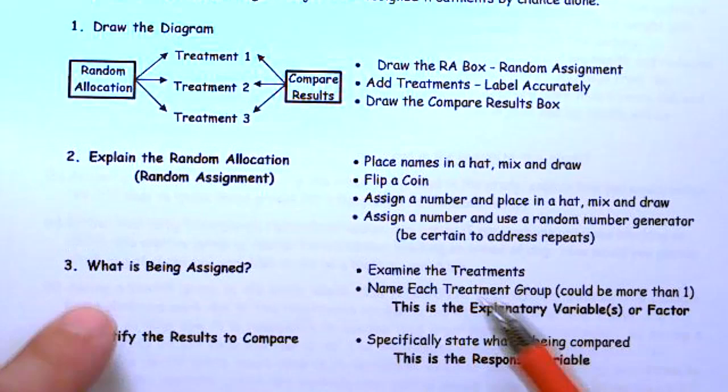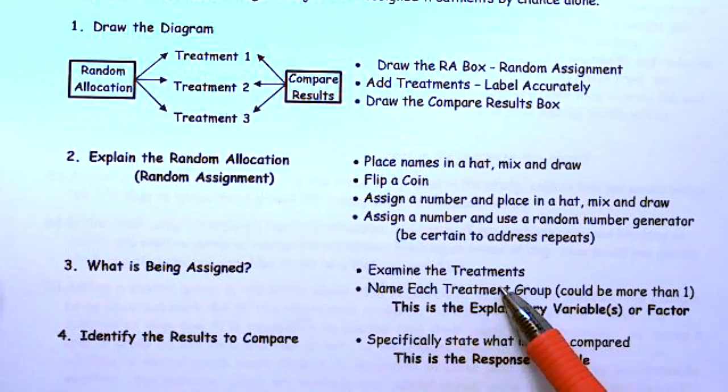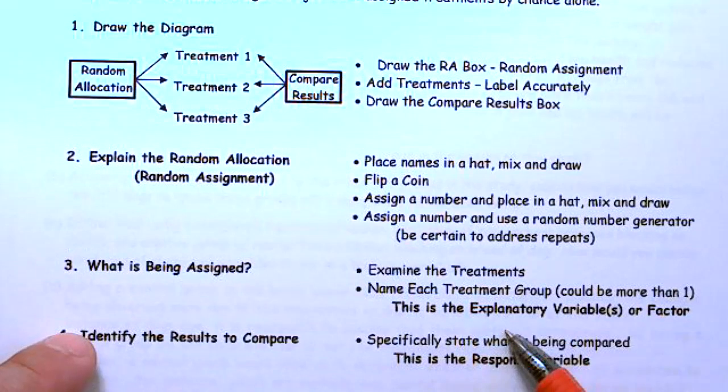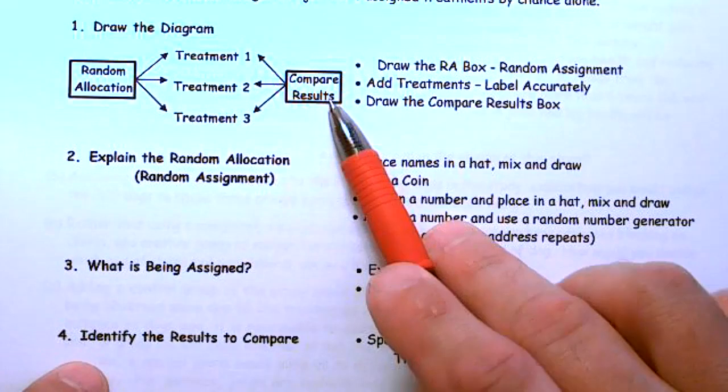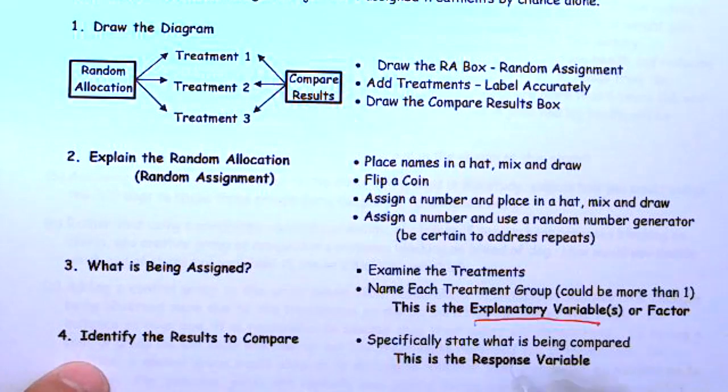So then we need to talk about what is being assigned. We need to examine the treatments. The treatment itself is the explanatory variable. Very important to know that. That's the explanatory variable. That's the input. Then we need to identify what we're comparing at the end. That is the response variable. This is the output. What are we interested in?